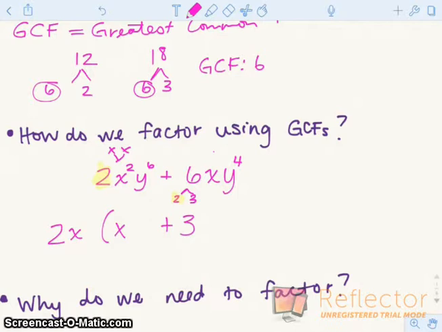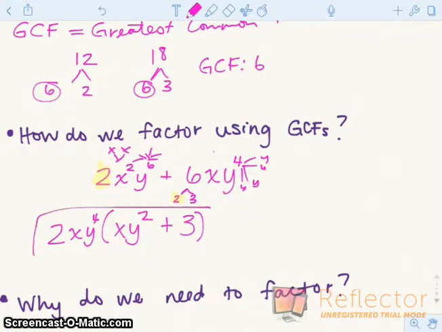So that x left, and then I can take out, this is really 4 y's, y. This is really 6 y's, 1, 2, 3, 4, 5, 6. So I can take out 4 y's. So I'm left with 2 y's here, and that's it. I don't have any x's or y's on the 3. So that would be the factored version of 2x squared y to the 6th plus 6x y to the 4th.